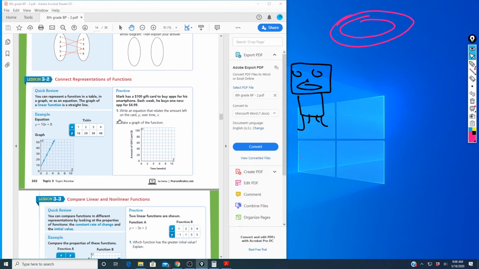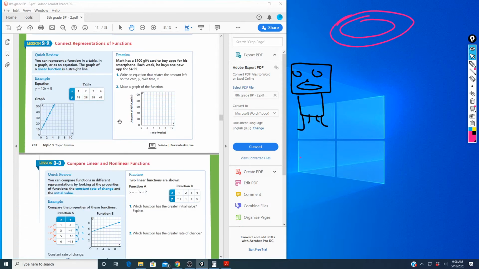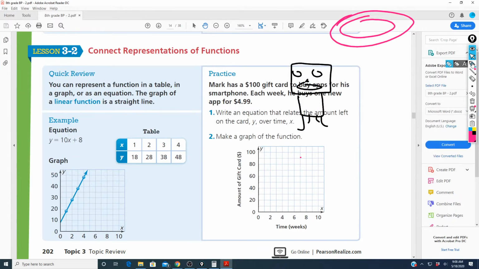So let's scroll down here. Now we talk about graphing and representing the function. So we said Mark. Good old Mark has a gift card to buy apps for his smartphone. He has a $100 gift card for his smartphone here.